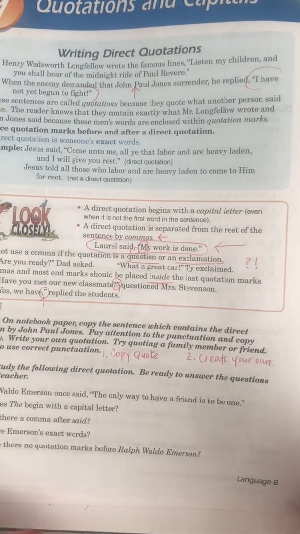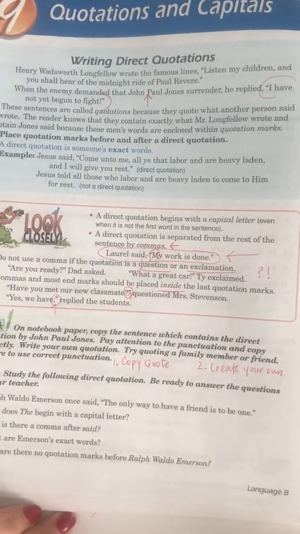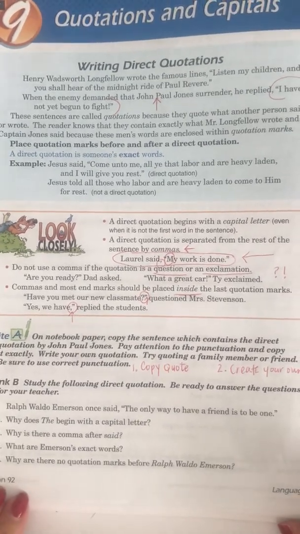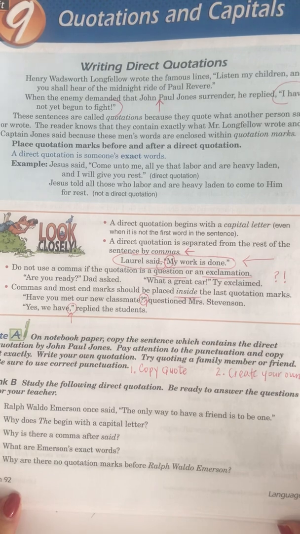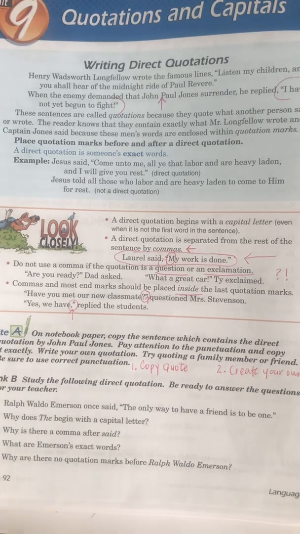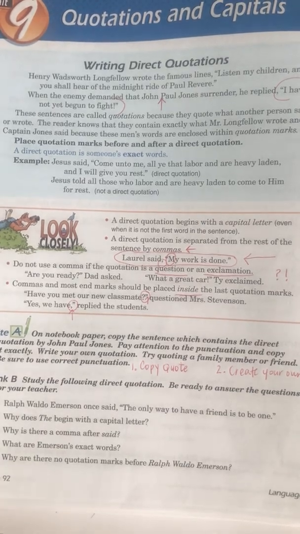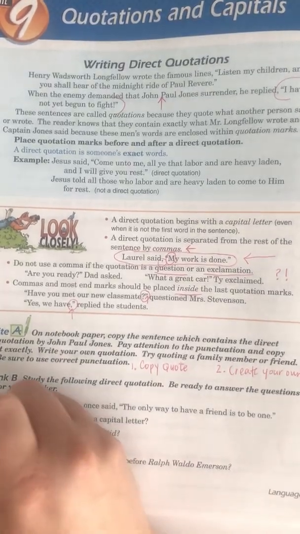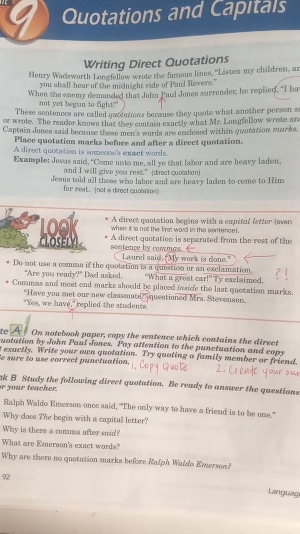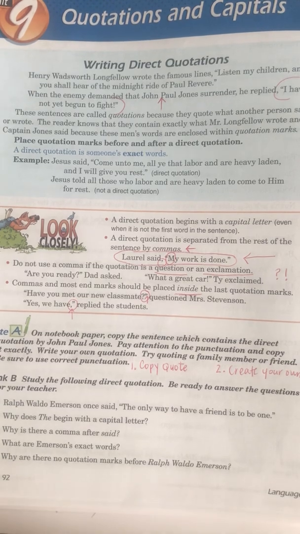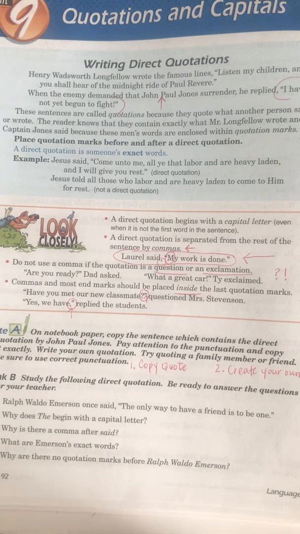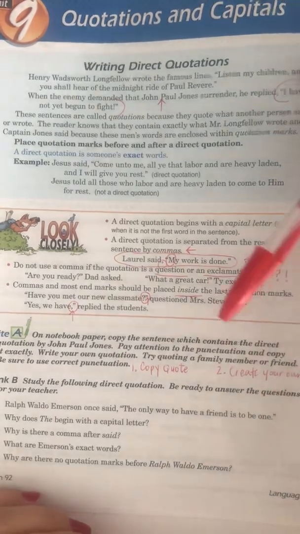Remember that when you're quoting someone else, you are saying exactly what they said, from their mouth, from their words. Here on Think B, you're going to study the following direct quotation and then be ready to answer the questions for your teacher. When we do our small group for language arts, as we usually do, I'll make sure that you understand these. That's why I wrote page 159 for your assignment, because you don't have to write anything for numbers 1 through 4 here. We will be going over it during our small group.